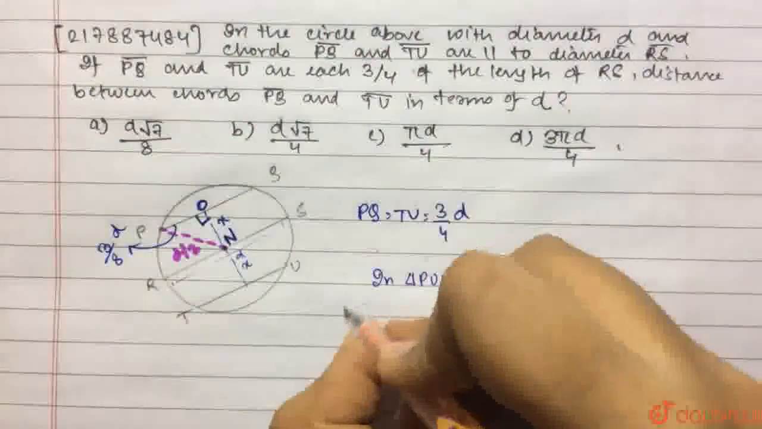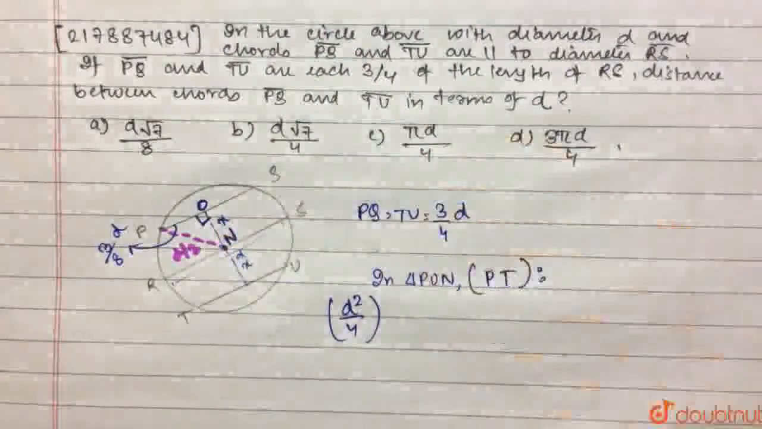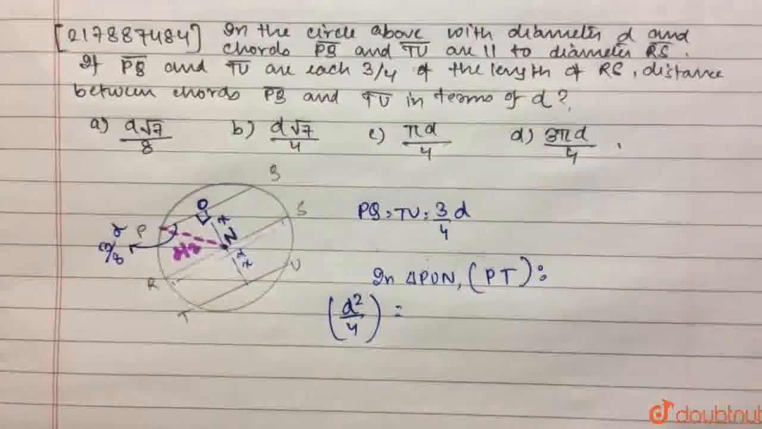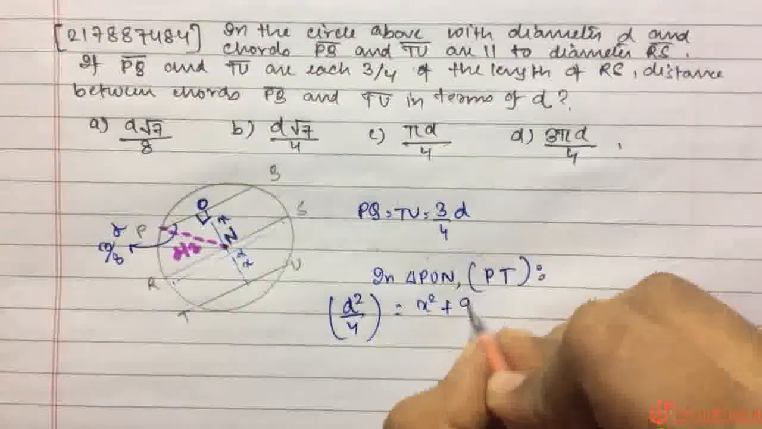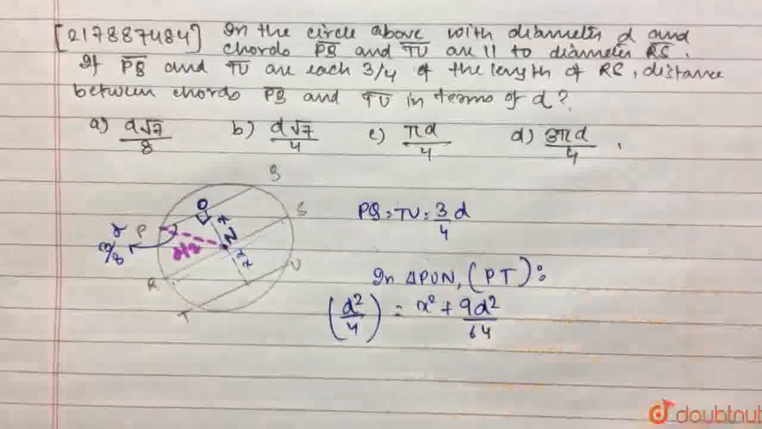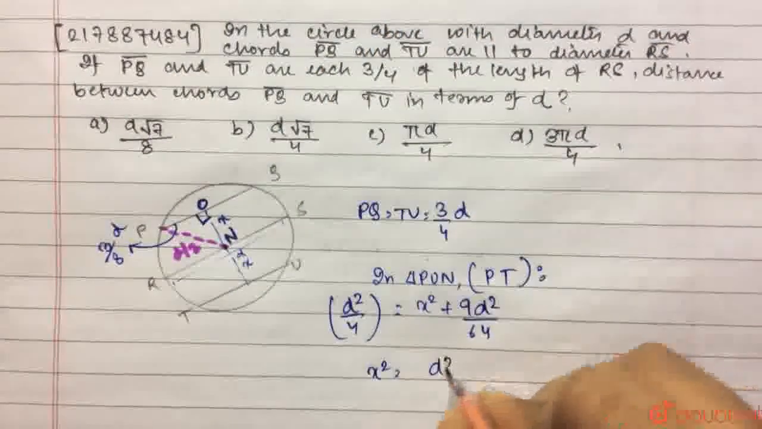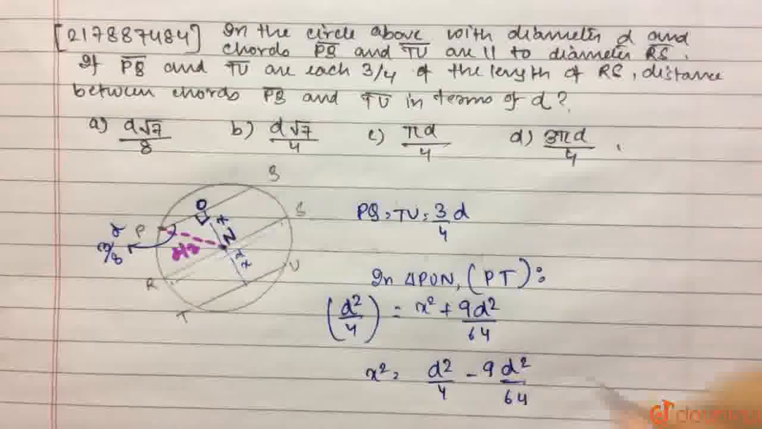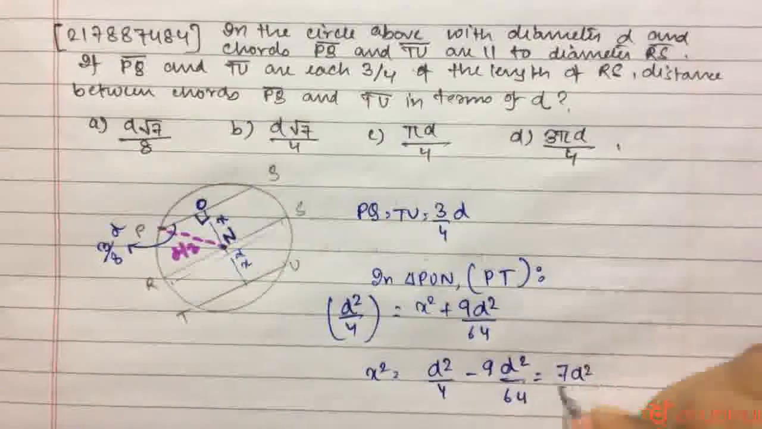Now what is the Pythagoras theorem? Hypotenuse square, so D square by 4, hypotenuse is the side opposite to the 90 degree, is equal to the sum of the square of the other two sides. Other two sides are x and 3D/8. So x square plus 3D/8 whole square will be 9D square by 64. So from here we can find out x. So x square is D square by 4 minus 9D square by 64, okay. So that gives you an answer of 7D square by 64.